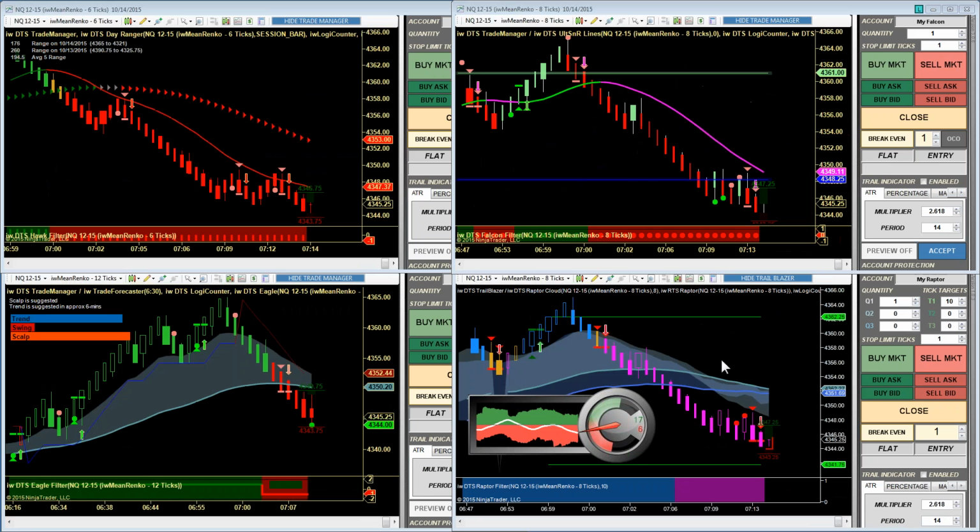Same is going to be true for the Hawk, or pardon me, the Falcon, the Eagle, the Raptor. We tend to focus just on the higher probability signals.